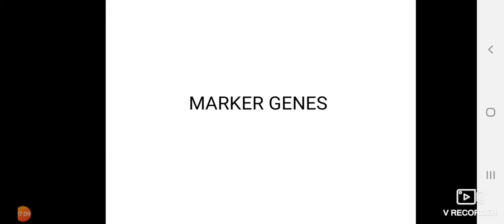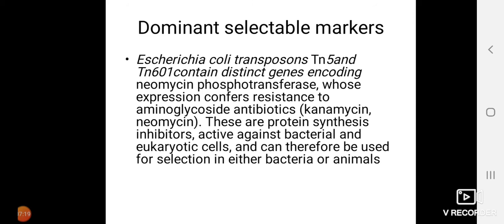So the marker genes are going to be very important, as they are going to help us in the process of selection, screening, and also in order to understand whether our gene of interest or our protein of interest is being produced or not.